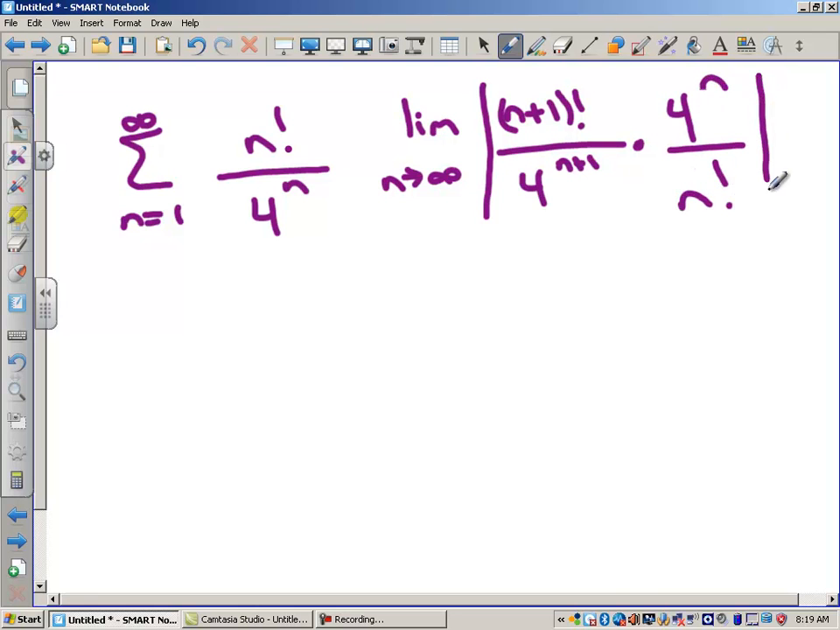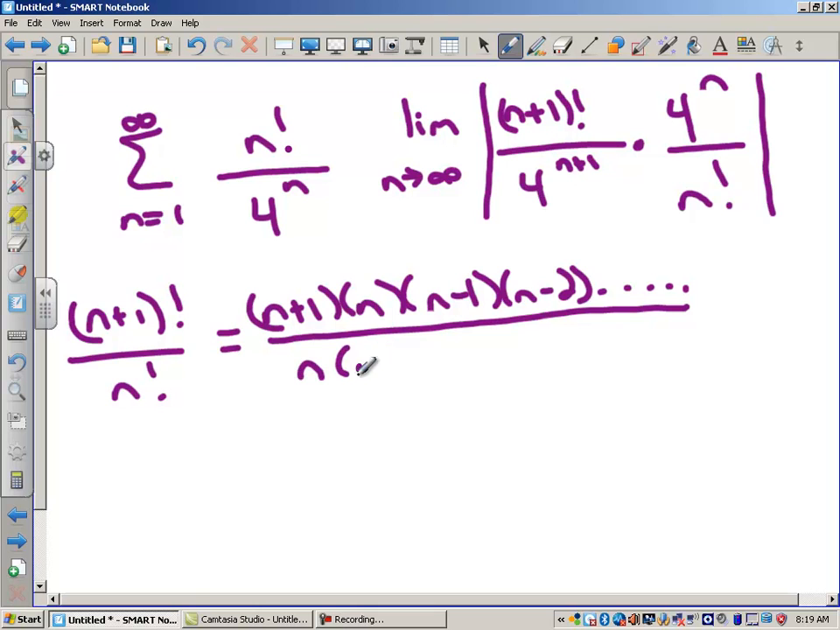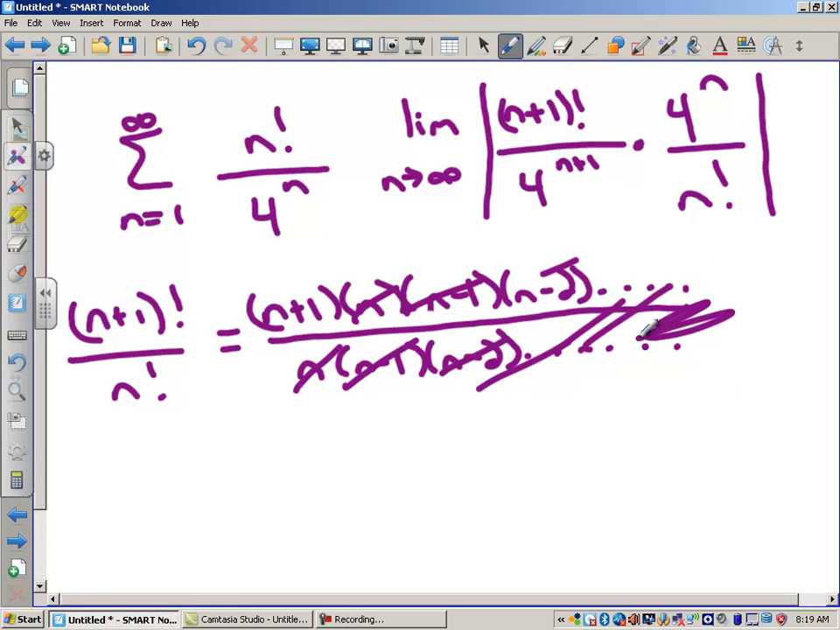So let's take a look at what happens here. Let's take a look at our factorials first. (n+1)! and we're going to divide that by n!. This means (n+1) times n times (n-1), and we're going to keep multiplying until we get to 1. Now n! means n times (n-1) times (n-2) until you get to 1. What happens? Those cancel, those cancel, those cancel. All of this stuff is going to cancel, except you'll be left with an n+1 on top. So (n+1)! divided by n! leaves me an n+1.